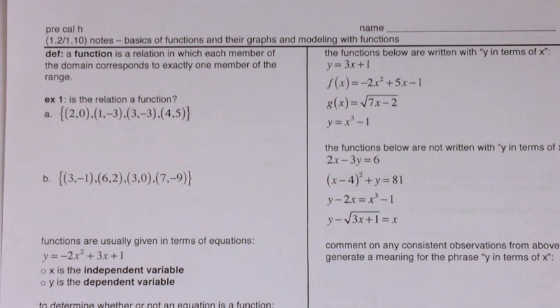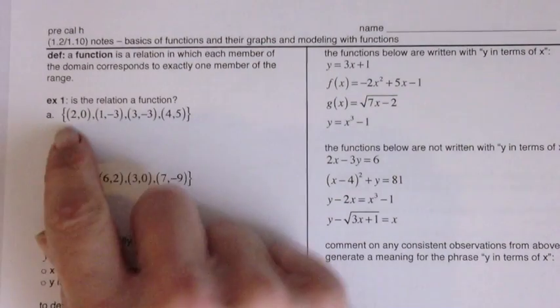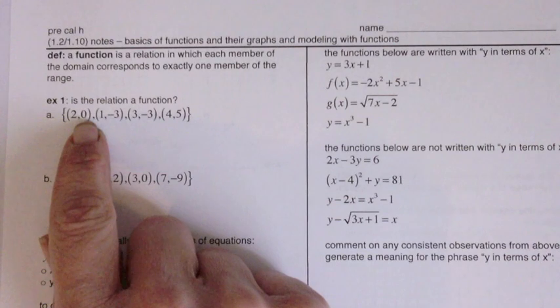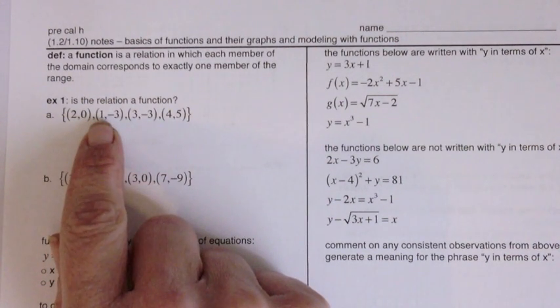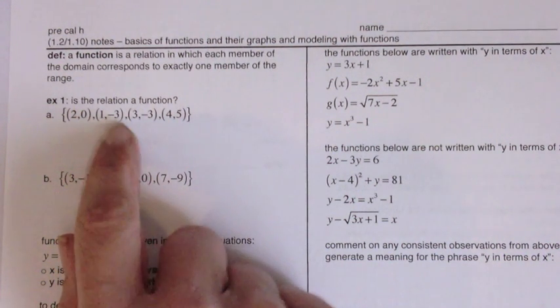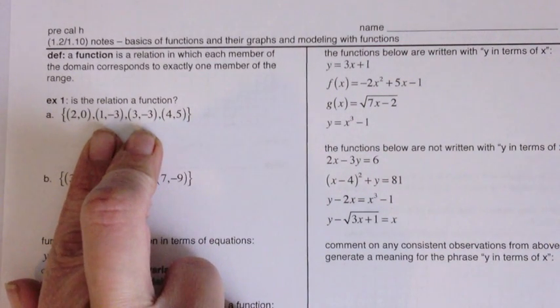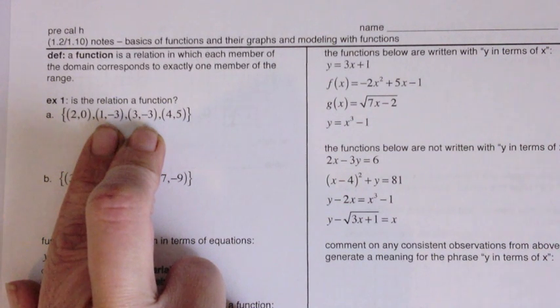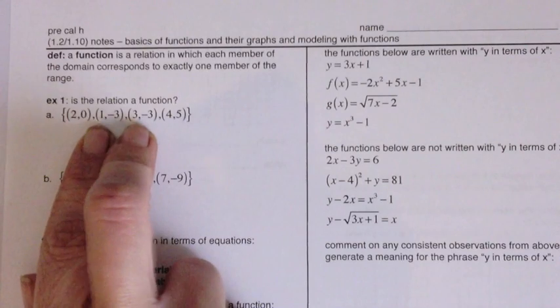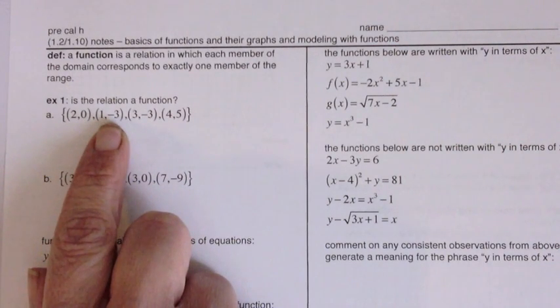So here's the little memory device that we have for remembering if something is a function or not. First of all, you're going to think of the x's as the boys and the y's as the girls. This would be boy 2 asking girl 0 to the prom. This would be boy 1 asking girl -3. And then this would be boy 3 asking girl -3. This kind of situation is okay. It's still considered a function because the x value is corresponding to exactly one y value.